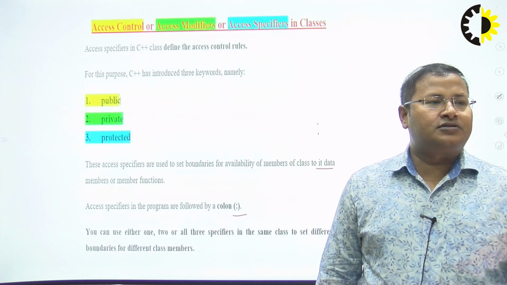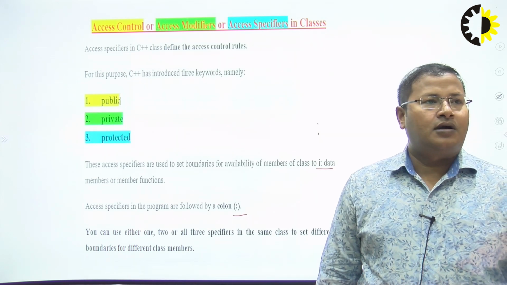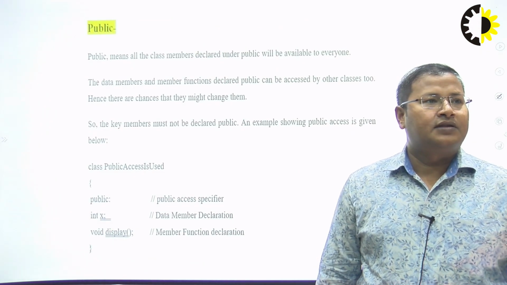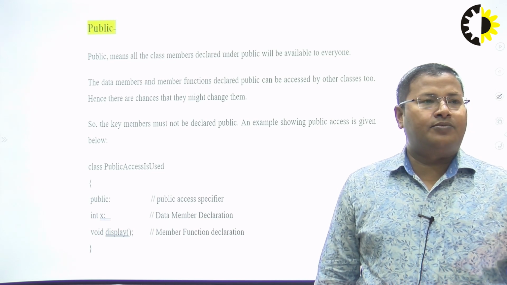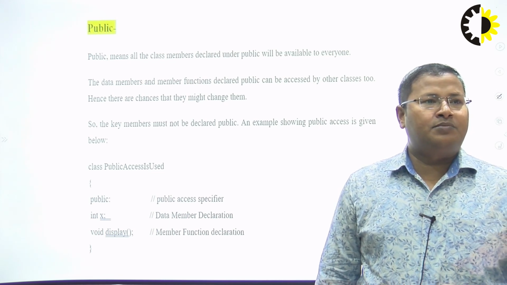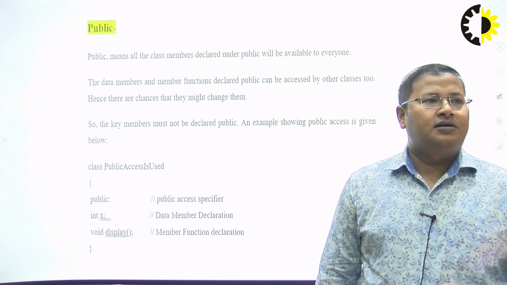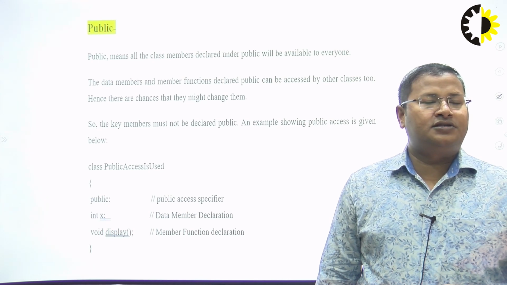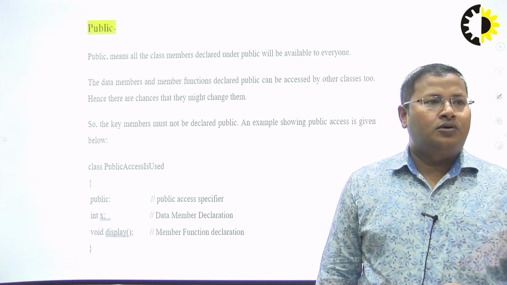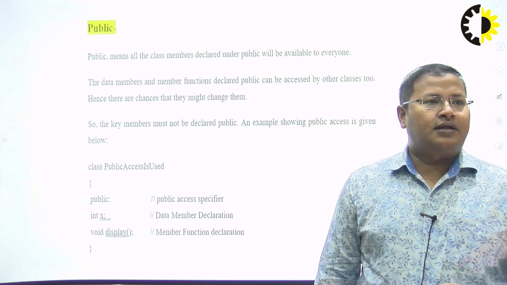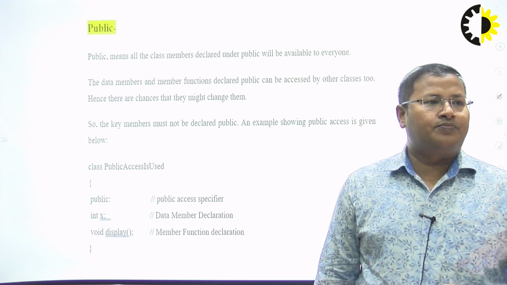So I am going to discuss the public access control, or public access modifier. In case of the public access modifier, class members declared under public will be available to everyone. The data members and member functions declared public can be accessed by other classes too. Hence, there are chances that they might change them. So the key point here is that members should not be declared public. An example showing public access is given below.